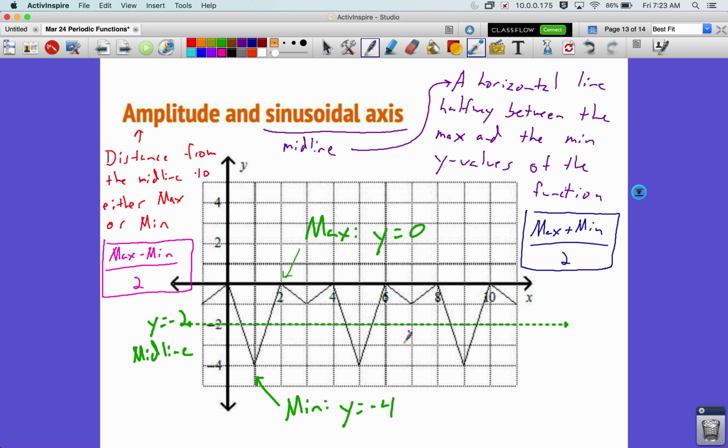All right, so from this midline, how far do I have to go to get up to my maximum? What's that distance right there? That distance right there is my amplitude, and we can just count it, 1, 2 units. So the amplitude equals 2 units.